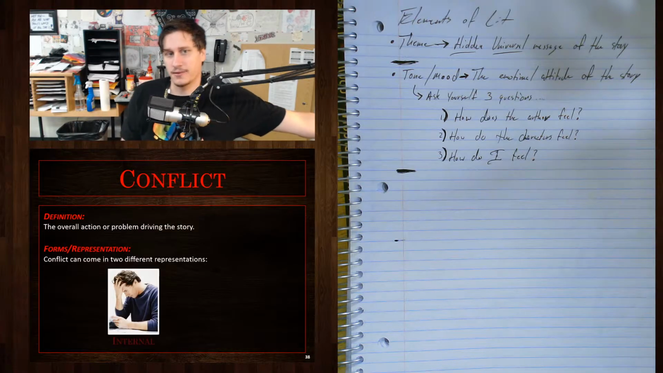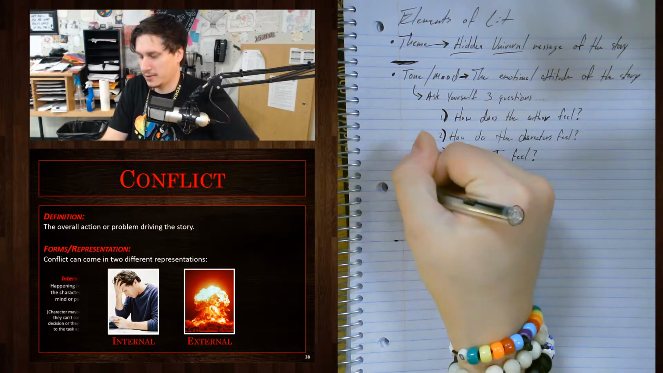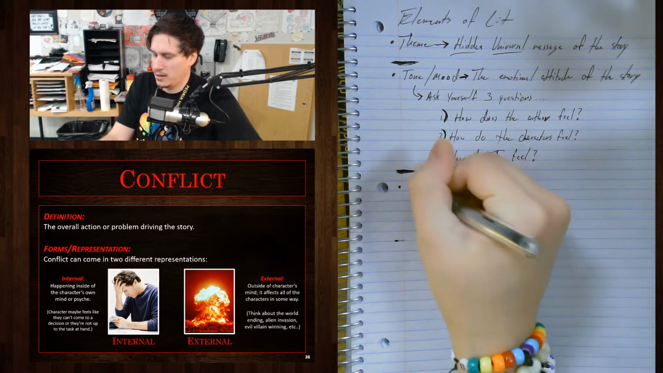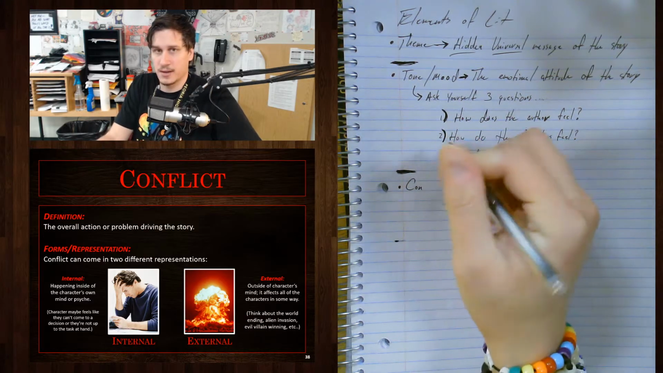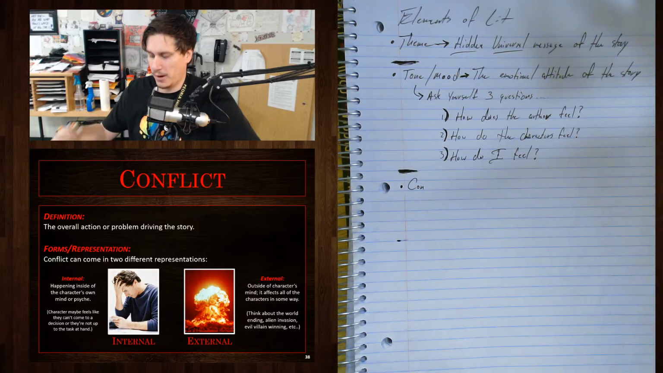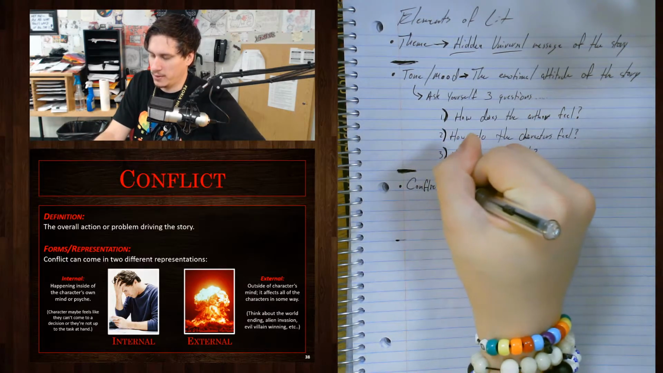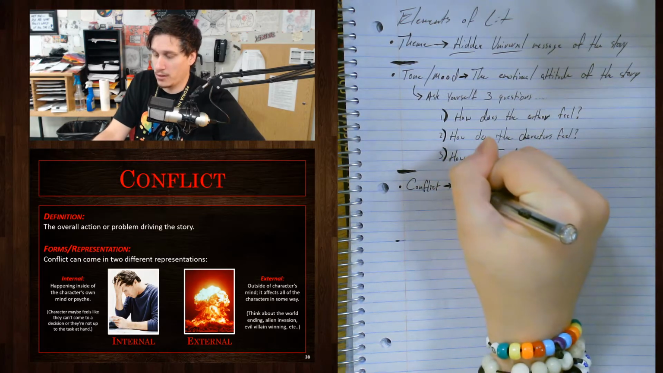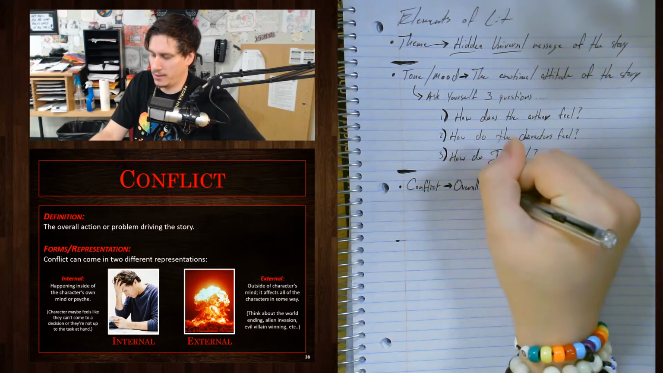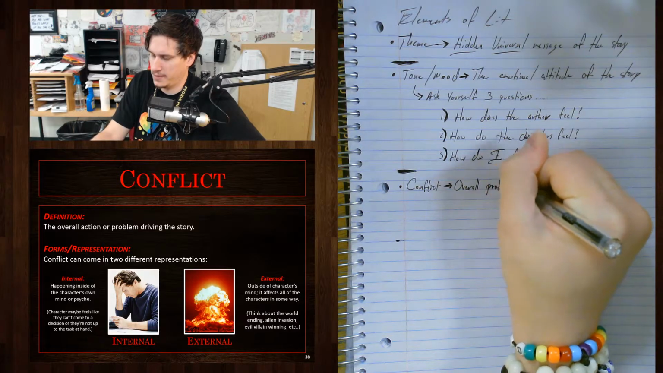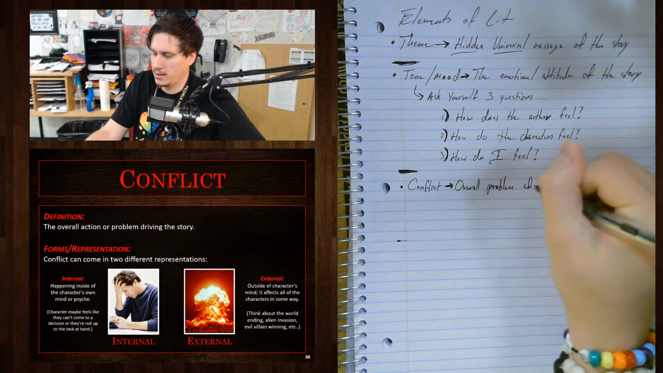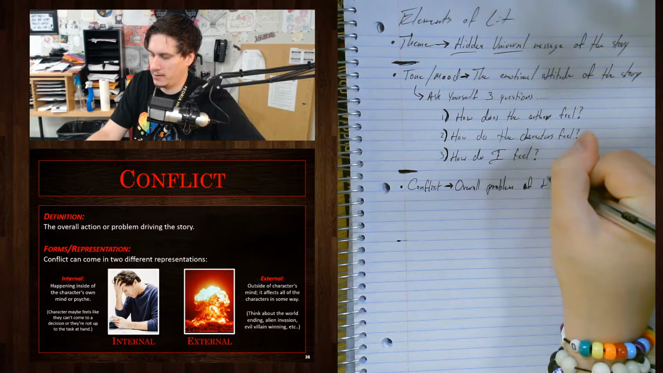All right, moving on to the next thing, which is going to be vastly important. That is conflict. Conflict is one of my favorite things to teach. We're probably going to use a good chunk of space on our page, so just keep it in mind. I have about half the notebook here. That's perfect. Okay, conflict. What is conflict? It is the overall problem of the story.